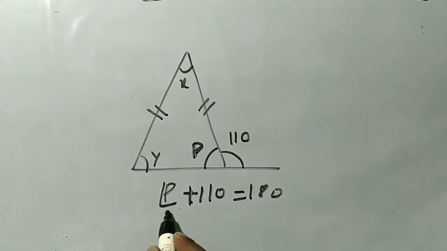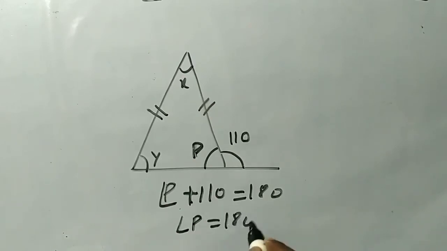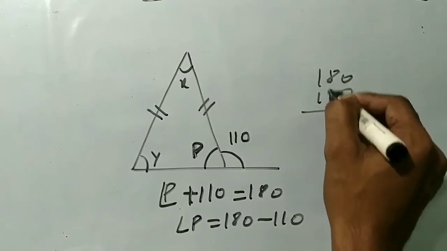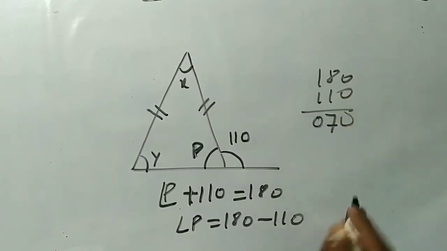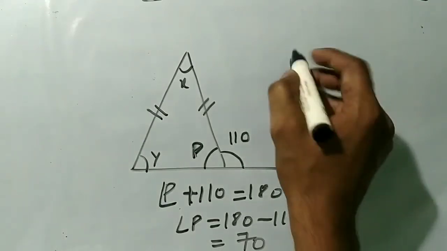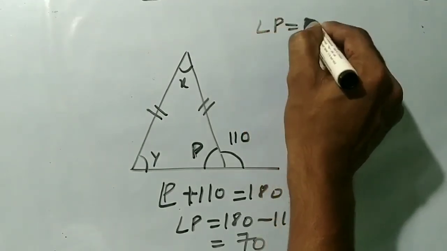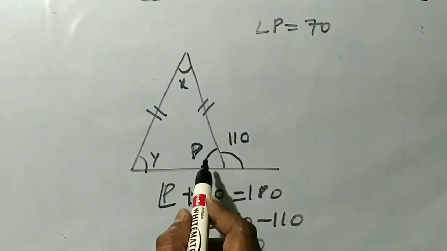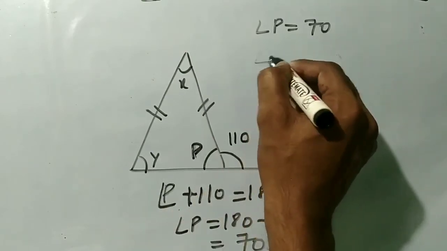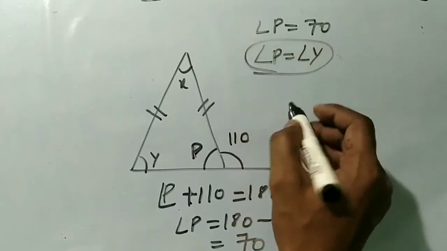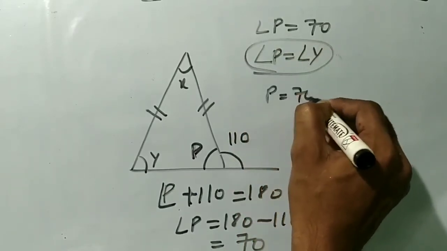Angle P we don't know, so subtract: angle P is 180 minus 110. So 180 minus 110 is equal to 70. Here angle P is equal to 70. When angle P is equal to 70, angle Y is also 70 because angle P is equal to angle Y. So P is equal to 70 is equal to Y.